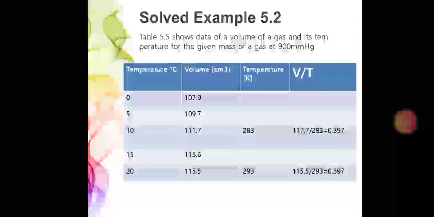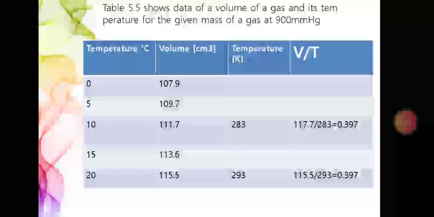Here is an example solved for you people. Table 5.5, you can refer to your books. For example, 5.2. Table 5.5 shows the data of a volume of a gas and its temperature for the given mass of a gas at 900 mmHg. So the whole readings have been taken at a fixed pressure, that is 900 mmHg. So it means pressure is constant. So you are going to follow Charles' law. See the readings now. For the very first set, the temperature is in degree Celsius, volume 107.9 cm cube is given.